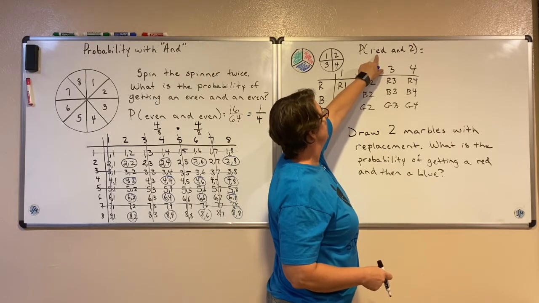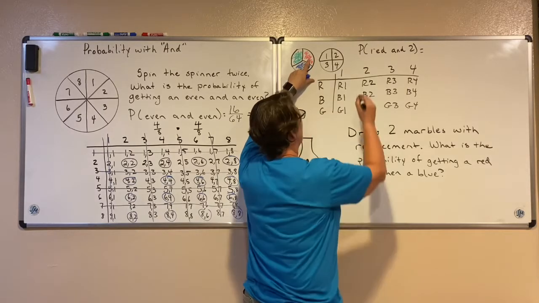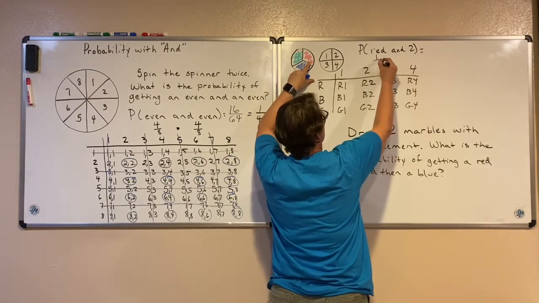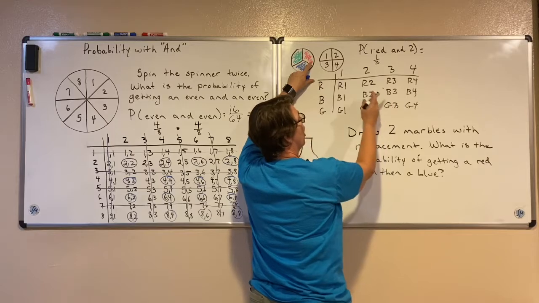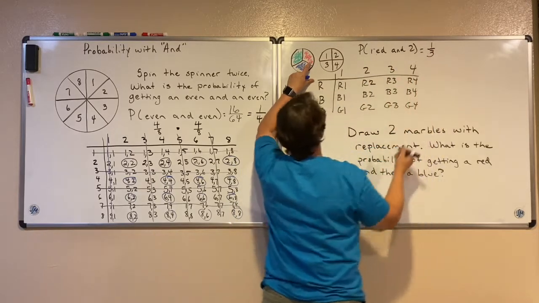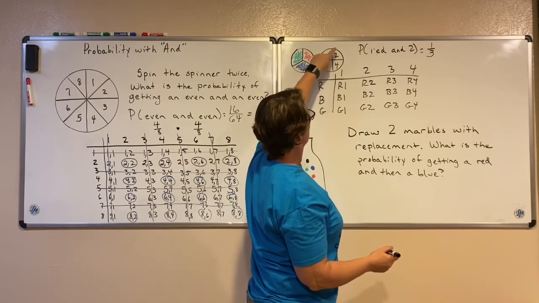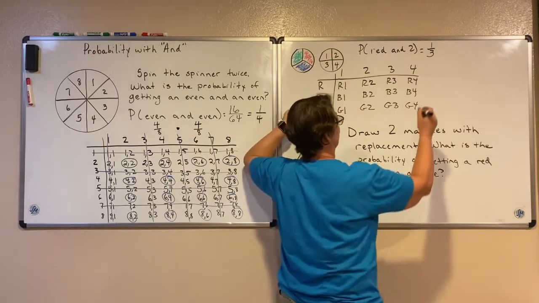What's the probability I get a red just on this spinner? Well, it's 1 piece out of a total of 3. So that's 1/3. I'm going to write it over here, 1/3. Then what's the probability that I get a 2 on this spinner? Well, it's 1 out of 4 pieces.